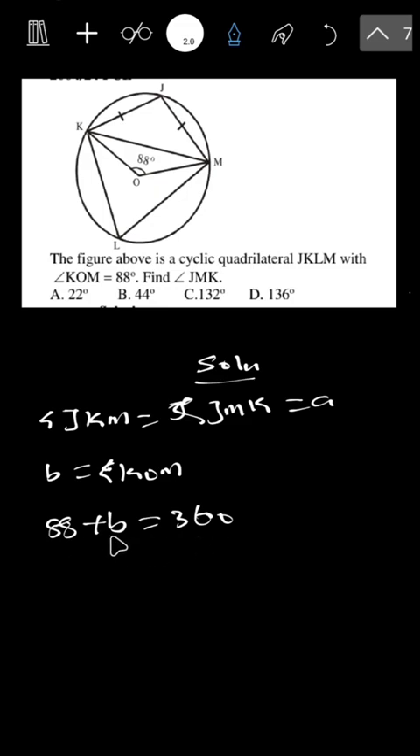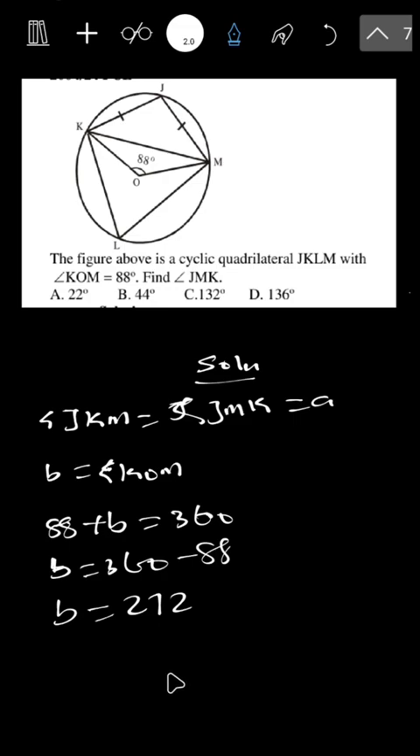Now to get the value of B, you have to collect like terms. That is B is equal to 360 taken to the other side, minus 88. Now 360 minus 88 gives us 272. So B is equal to 272. Are we following now?